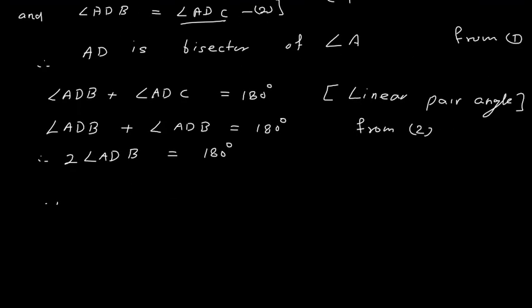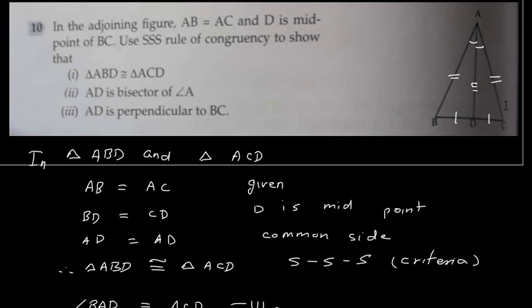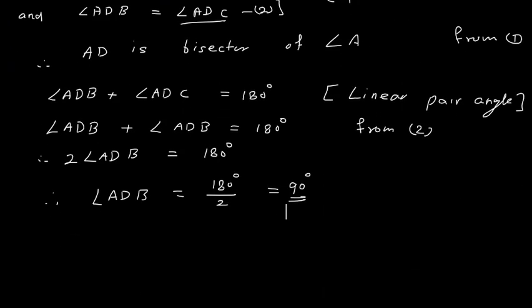Therefore angle ADB is 180 degrees divided by 2, which is equal to 90 degrees. So angle ADB is 90 degrees.